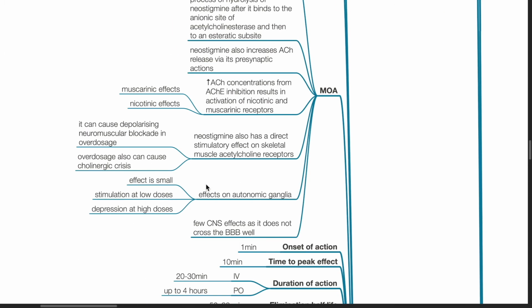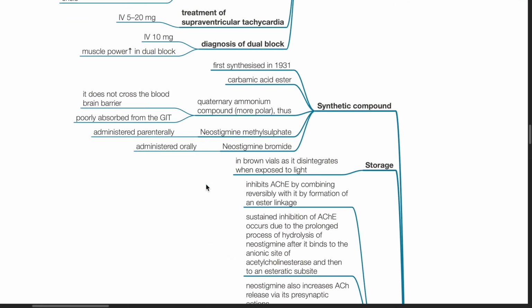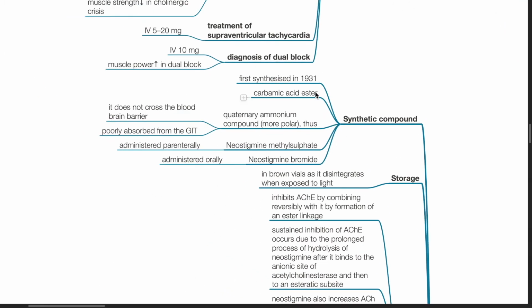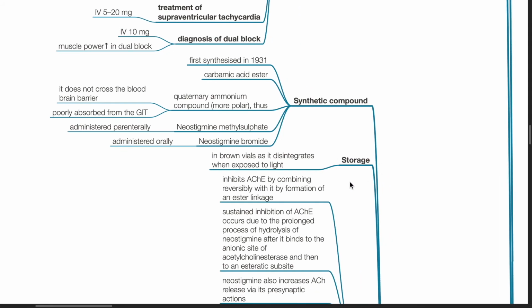Neostigmine. It is a synthetic compound first synthesized in 1931. It is a carbamic acid ester, a quaternary ammonium compound, thus it does not cross the blood-brain barrier and is poorly absorbed from the GI tract. Neostigmine methyl sulfate is administered parenterally. Neostigmine bromide is administered orally. Storage. Neostigmine is stored in brown vials as it disintegrates when exposed to light.